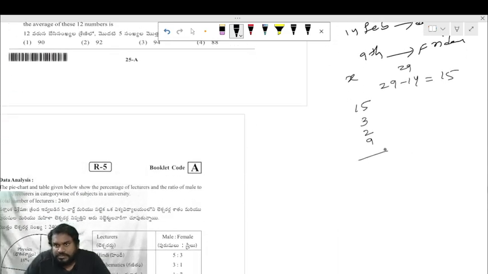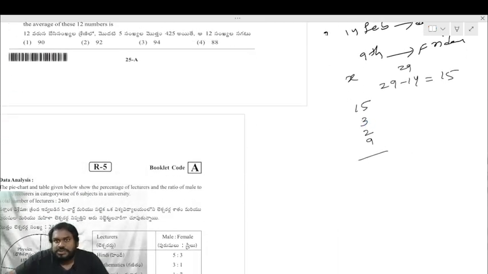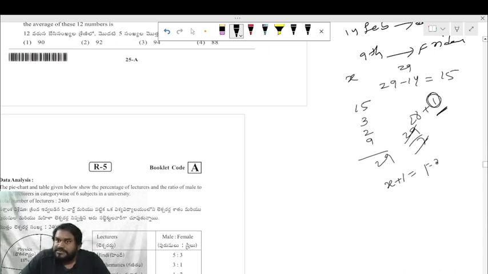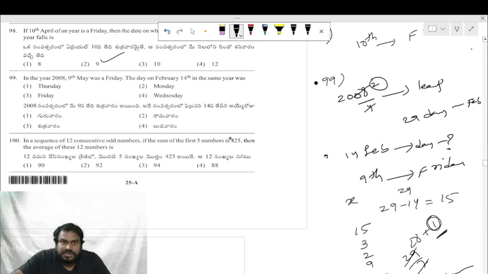So you add all of them. 15 plus 3 plus 2 is 20. 20 plus 9, 29. So 29 by 7, 28. What is the remainder? 1. Remainder is 1. So this remainder 1 I should add to X because I have taken the day on 14th Feb as X. So X plus 1 is equal to May 9th day. May 9th day is Friday. So X is equal to Friday minus 1. So it is Thursday. Thursday means option 1.